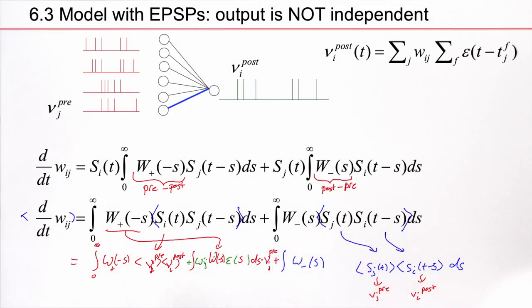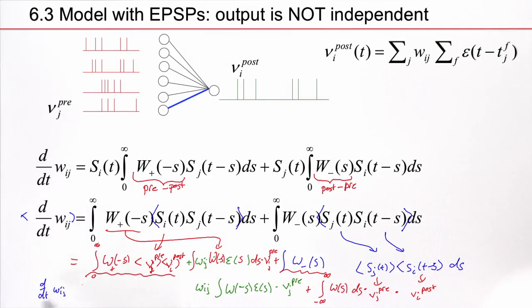So let me sum up. From the green part, I have a term wij integral W of minus s epsilon of s times nu j pre. And then from the other parts, I have the integral over the positive part of the learning window with minus s, and the integral over the negative part of the learning window with plus s. So this goes back to a full integral from minus infinity to plus infinity of W of s ds times nu j times nu post. So this is my total expected weight change. d/dt wij expected is this term here and this term here.